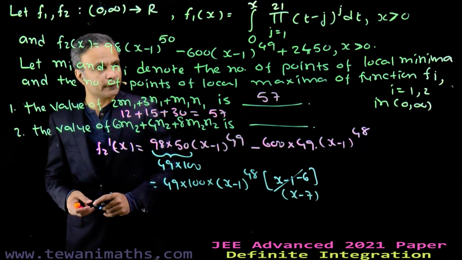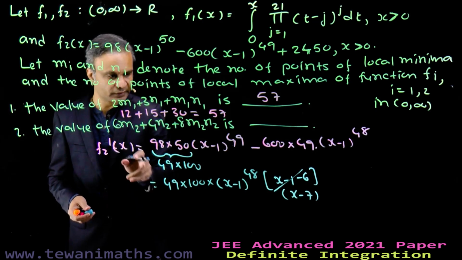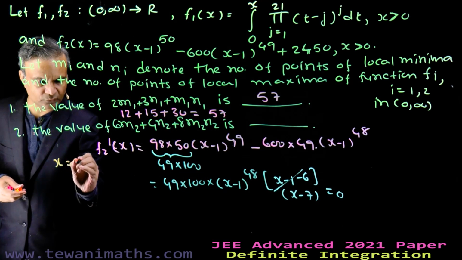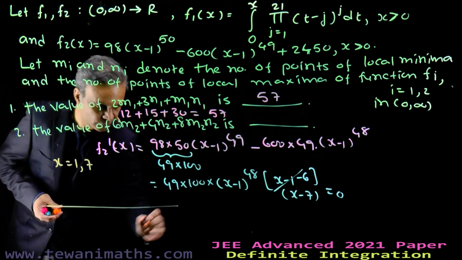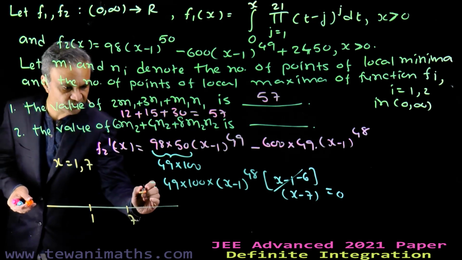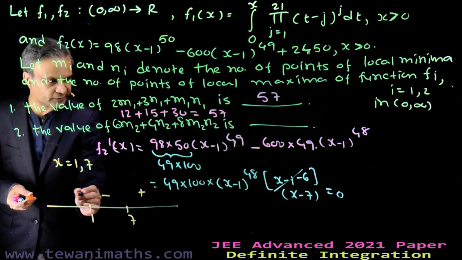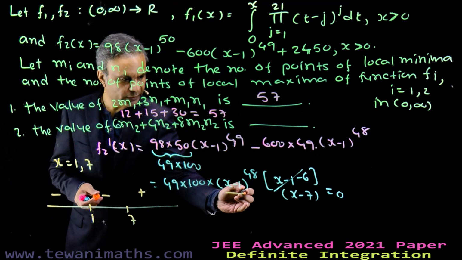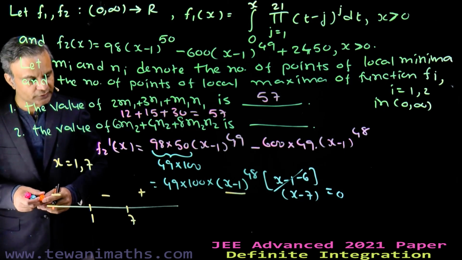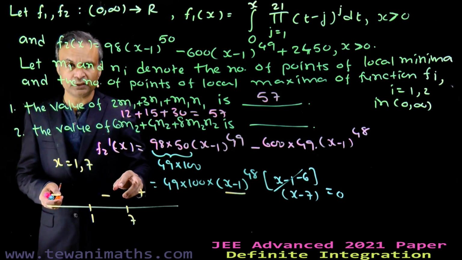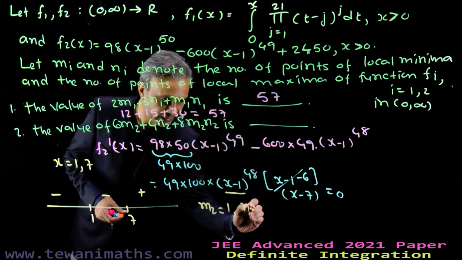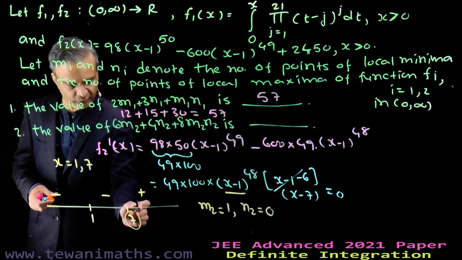Now for points of local maxima and local minima, we equate this derivative to 0. We find two values of x, 1 and 7. Now we put the sign scheme of the derivative of f2(x). Critical points are 1 and 7. Here we will have the sign plus, then minus, then minus. Here (x minus 1) has even power, so while crossing x equal to 1, the sign of the derivative won't change. So there is only one point of minima and no point of maxima. So the value of m2 is 1 and n2 is 0.